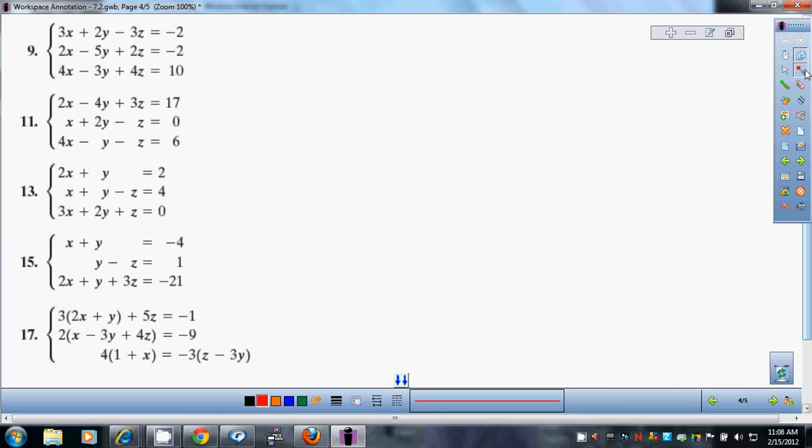For instance, let's say 15. Let's solve for y. Y in the middle equation. I'm doing the middle one just so I can stay positive.